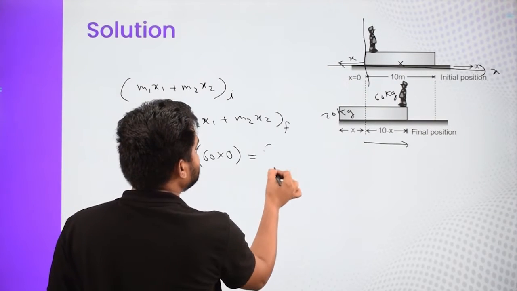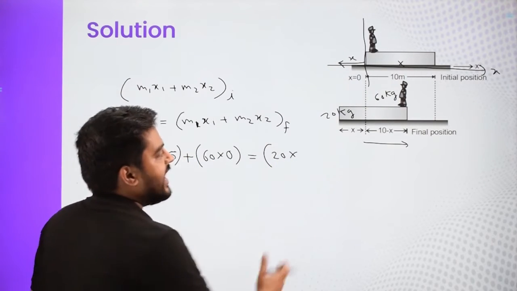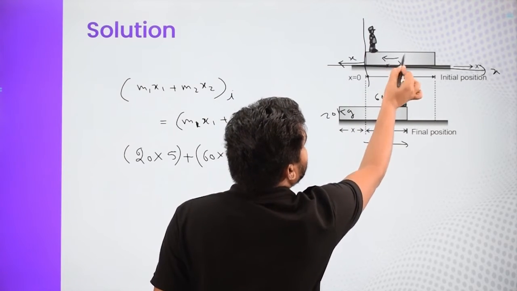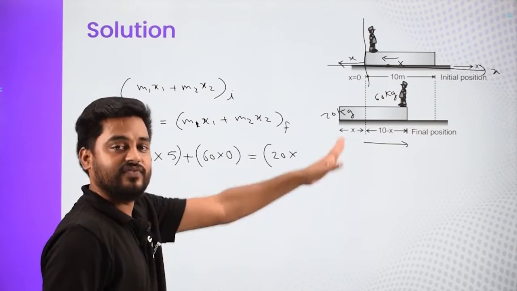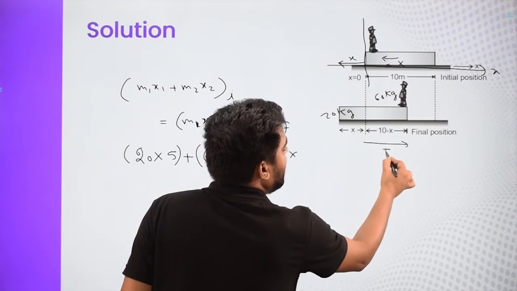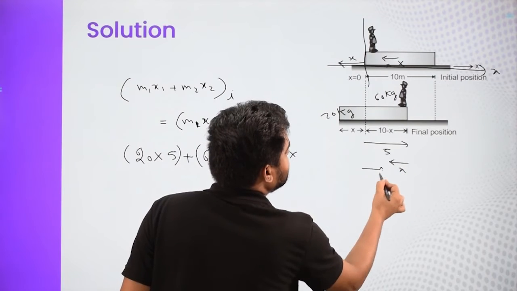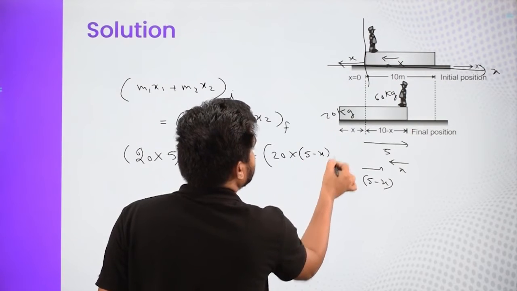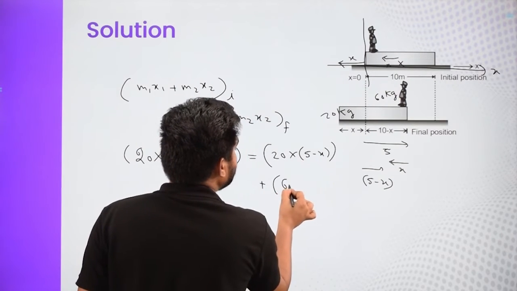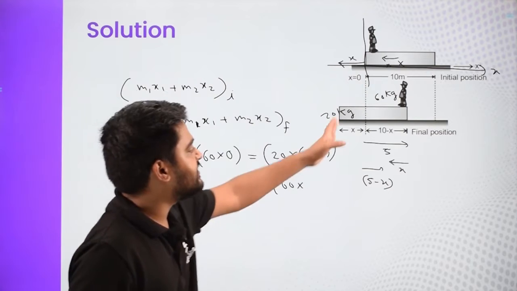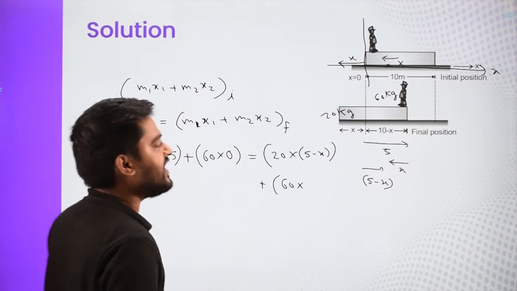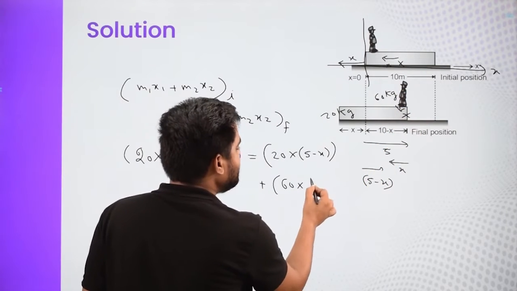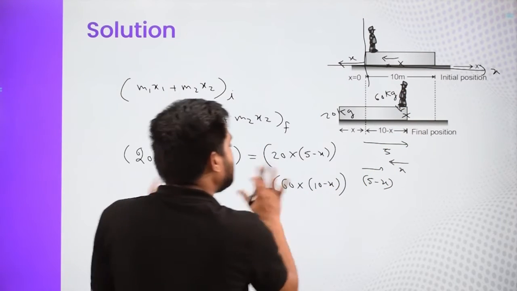What about the final situation? The 20 kg plank has moved in this direction by x, so the center of mass will also move in this direction by x. Initially it is 5. Now, this is 5, and when it moves in this direction by x, the distance which is left is 5 minus x. So I am writing 5 minus x, plus the mass of the person into, so this is the person and the person is moving in that direction. What will be the final x coordinate of the person's center of mass? That is going to be 10 minus x, and we just need to simplify this equation.